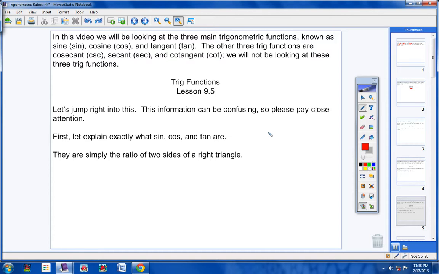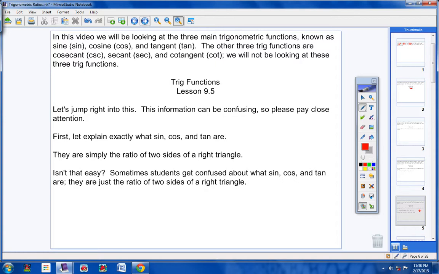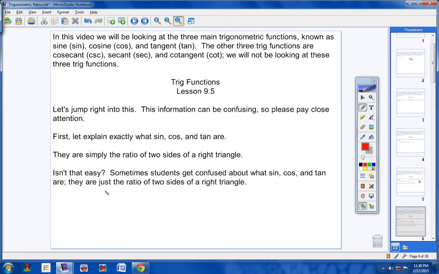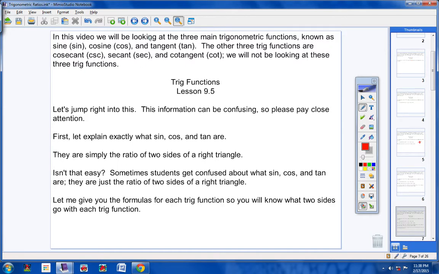If you know which two sides I'm talking about, all you have to do is take one number from one side and put it over the other number from the other side of a triangle. Now guys, that's easy. That's all that these trig functions are. They are the ratio of two sides of a right triangle, okay? Isn't that easy? Sometimes students get so confused about what sine, cosine, and tangent are, but they're just the ratio of two sides of a right triangle.